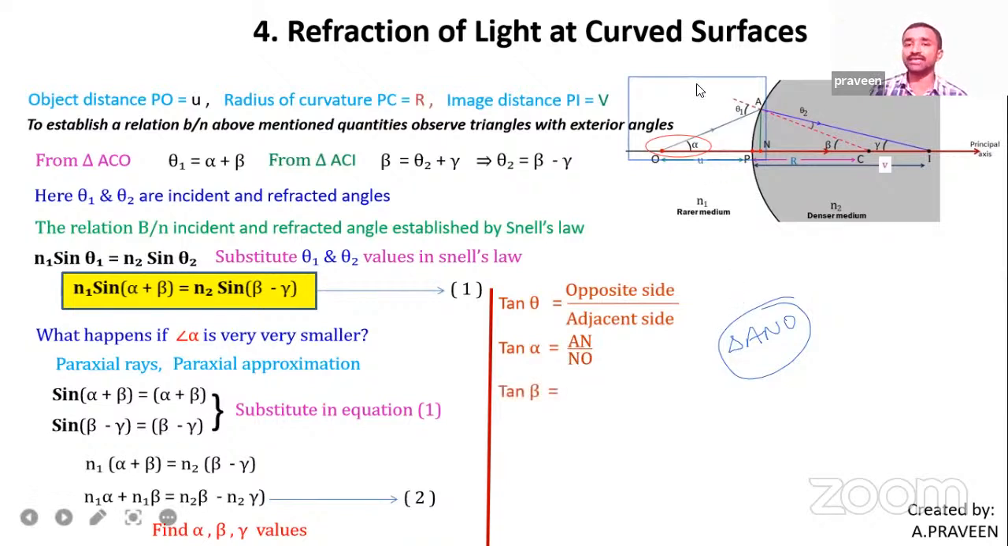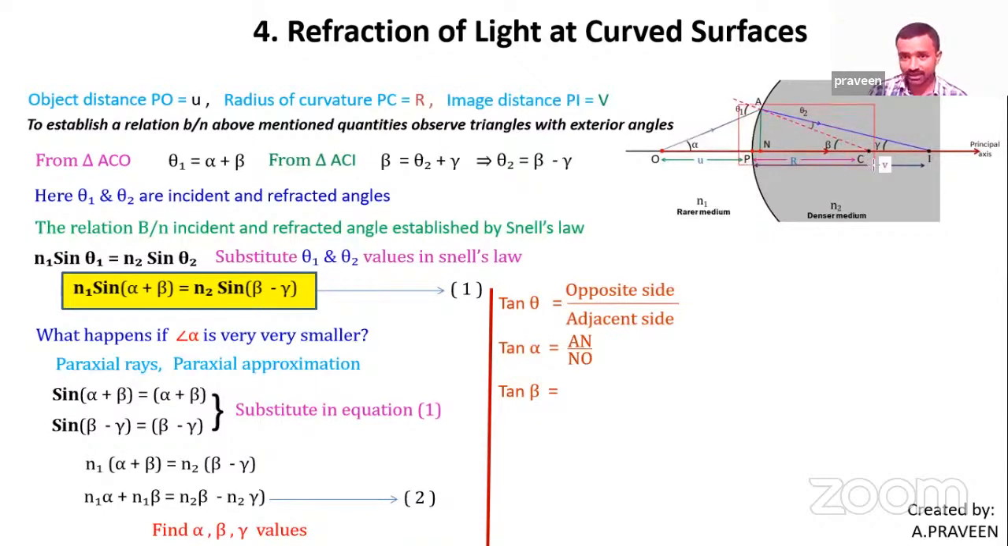So where is tan beta? You have to find that with a right-angled triangle. Beta is at this spot, so from there I am drawing it like this. In this region you have a right-angled triangle, that is ANC.